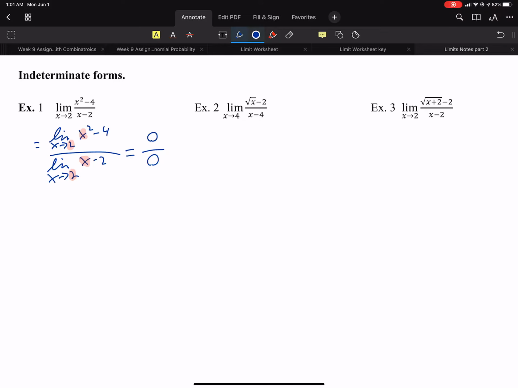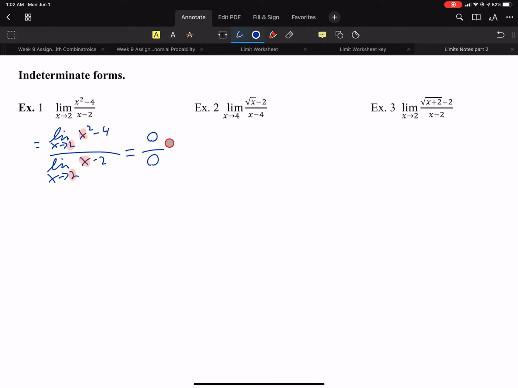Now, some of you may say, that's undefined. I learned you can never divide by 0. And then some of you might say, well, that equals 1 because it's the same thing on top and bottom. But technically, that's undefined if it equals 0 over 0. But it does not equal 0 over 0. It approaches 0 over 0, but it doesn't equal.